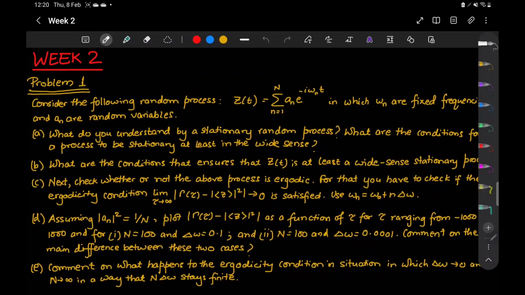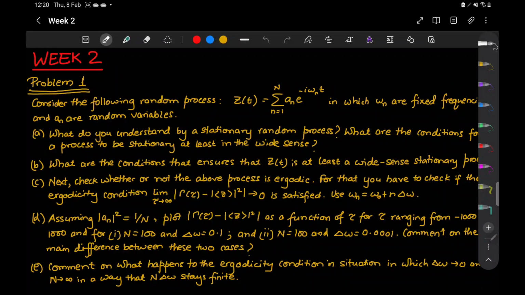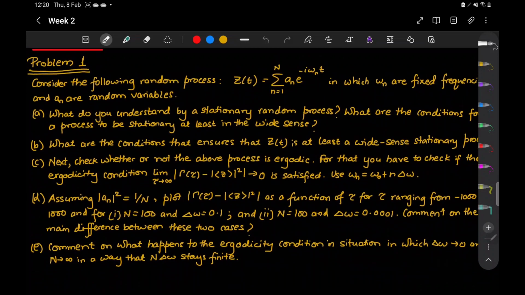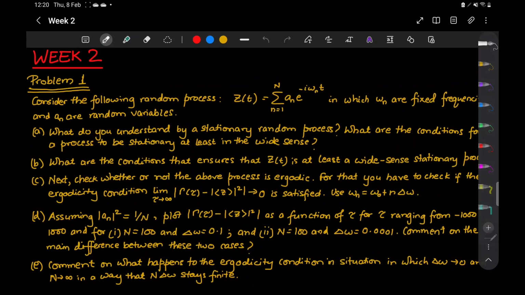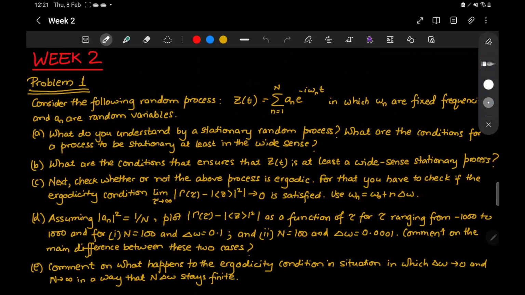Okay, so let us now get started with the week 2 questions. This is a question and it has multiple subparts to it. So let me first read out the question for all of you. This is problem 1, and it says consider the following random process z(t) equals summation a_n e to the power minus i omega_n t, where we are adding n terms, in which omega_n are fixed frequencies and a_n are random variables. Then we have 5 parts to this question.